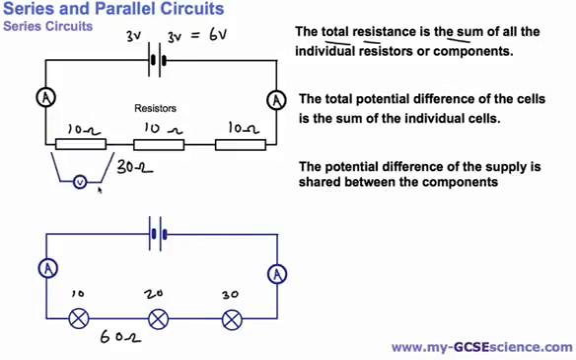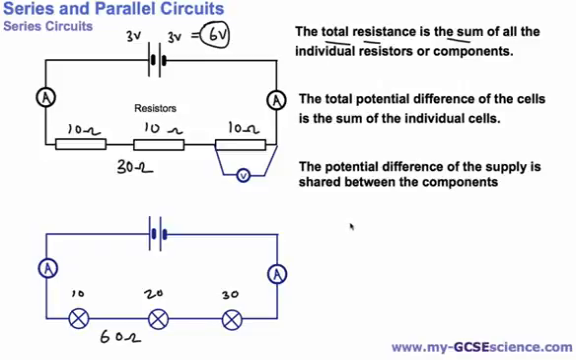So that means if I measured the potential difference here, it would be a share of this 6 volts. In actual fact, in this case, because these are identical resistors, this would be 2 volts, 2 volts and 2 volts, because it's that 6 volts that's shared between the components. Okay, so that's a very important thing to remember.